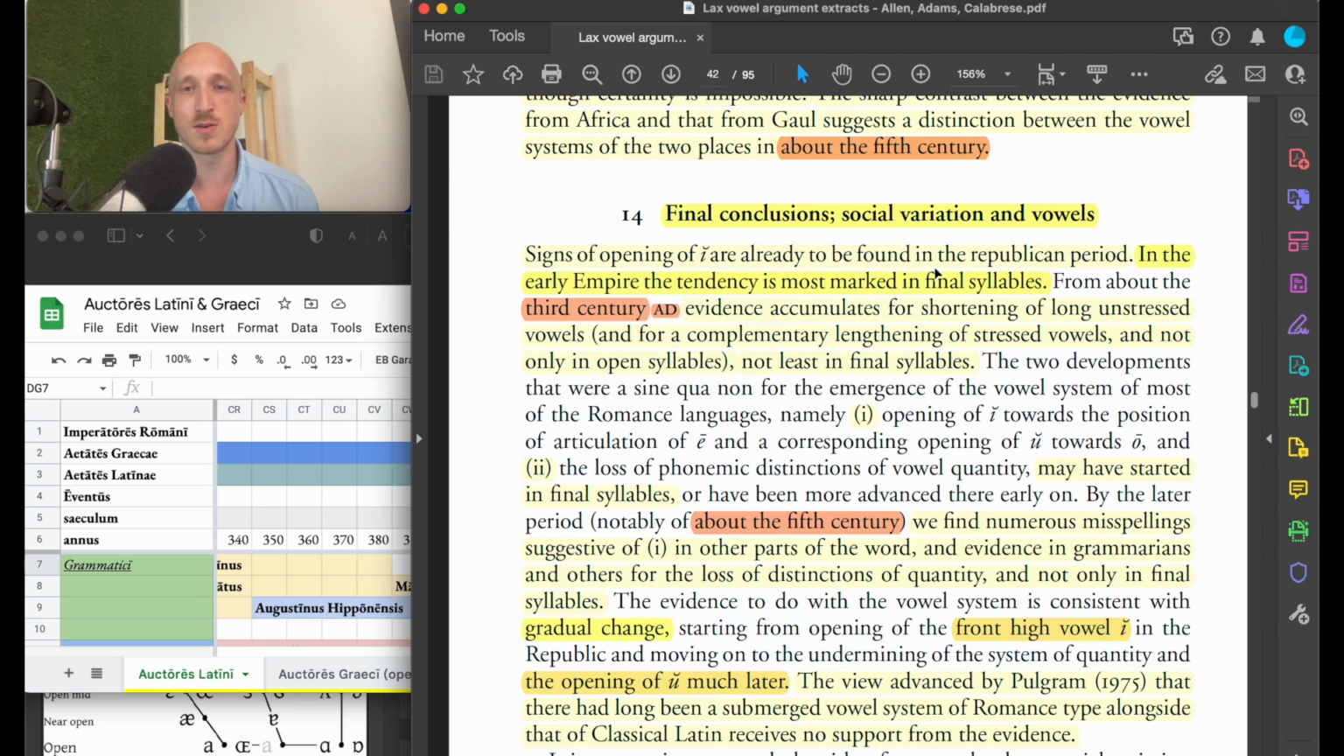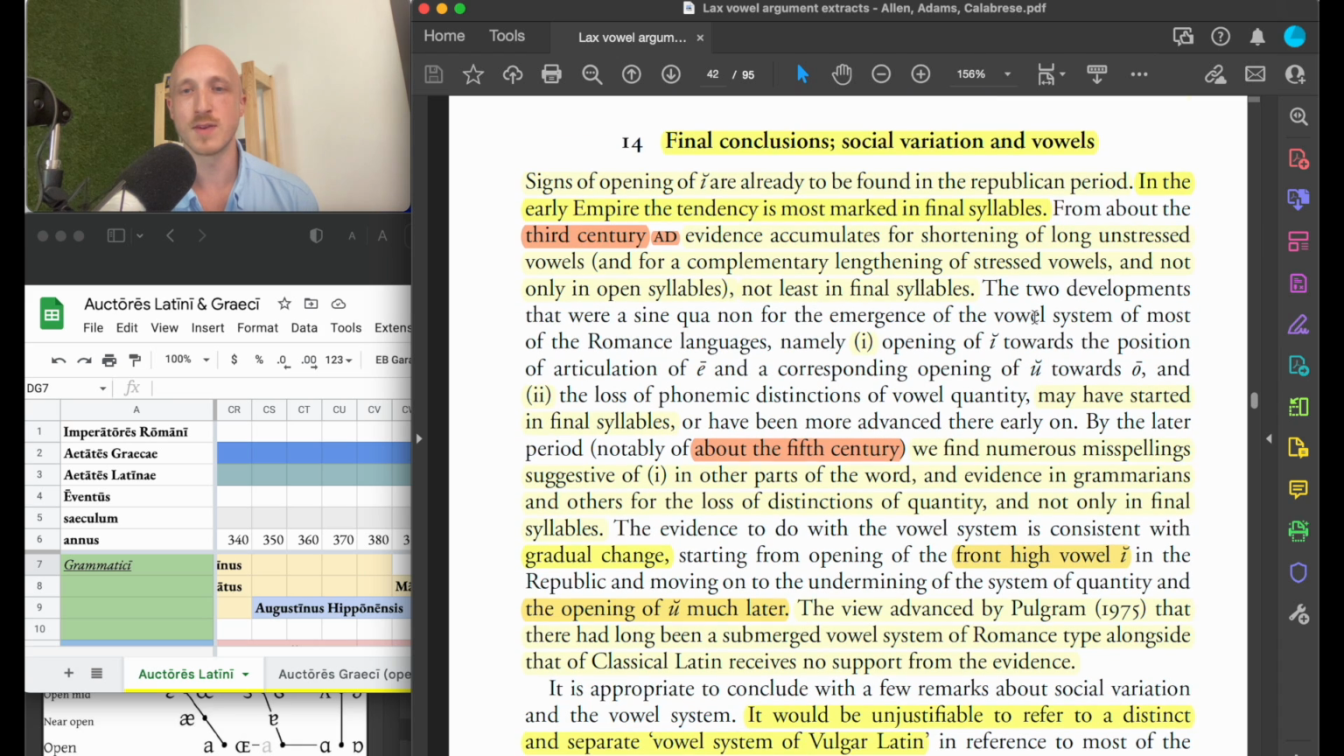Signs of opening E are already to be found in the Republican period. In the early empire, the tendency is most marked in final syllables. From about the 3rd century AD, evidence accumulates for a shortening of long, unstressed vowels and for a complementary lengthening of stressed vowels, and not only in open syllables, not least in final syllables. So, two developments that were the sine qua non for the vowel system of most of the Romance languages. Most, okay. Yeah, Spanish, Portuguese, French, Italian.